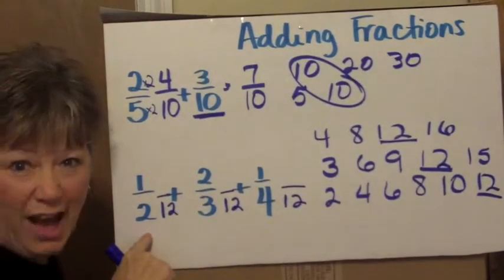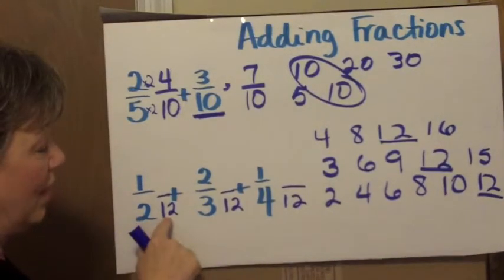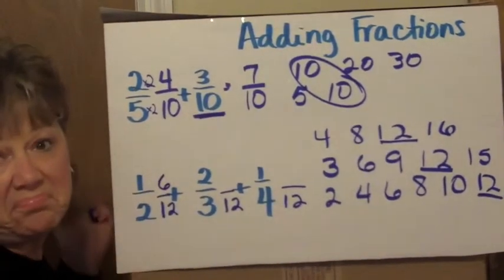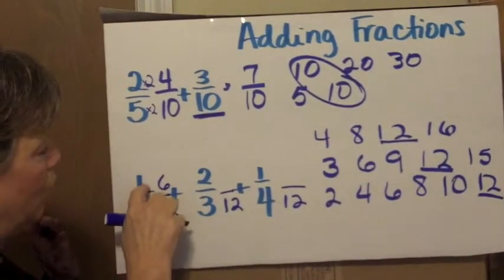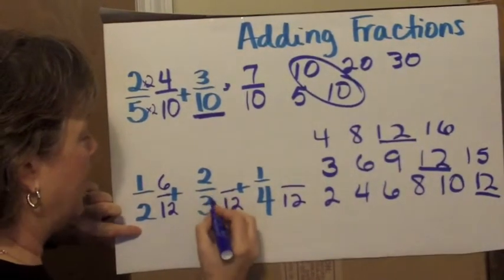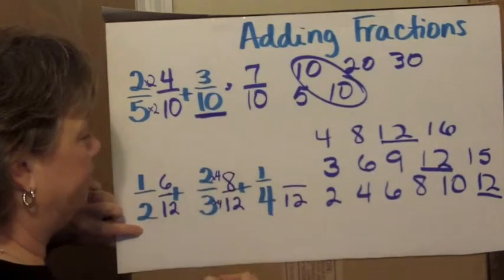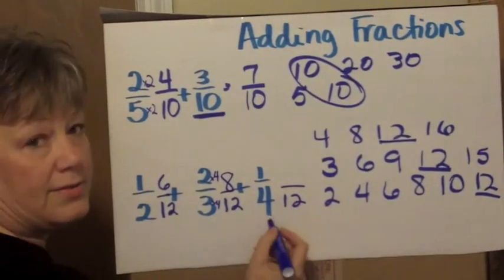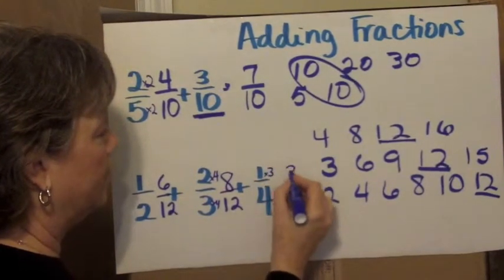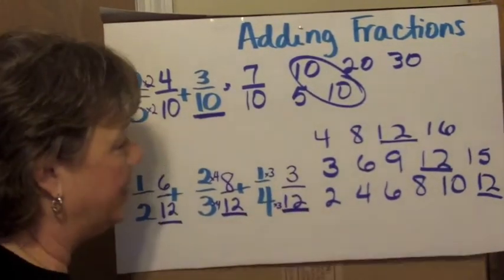Do you know this one without having to do that? 1/2, and I just cut this number in half. That is 1/2, 6/12. Or 2 times 6, 1 times 6. 3 times what gives me 12? 3 times 4, so 2 times 4 is 8. 4 times what gives me 12? 4 times 3. So 1 times 3. So here are the new fractions that I'm going to add.